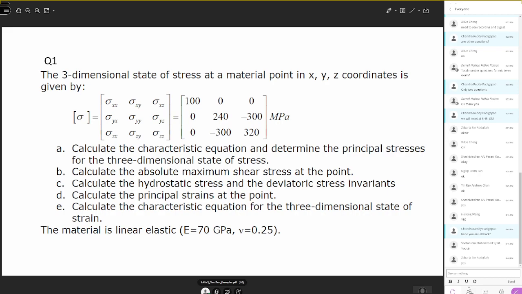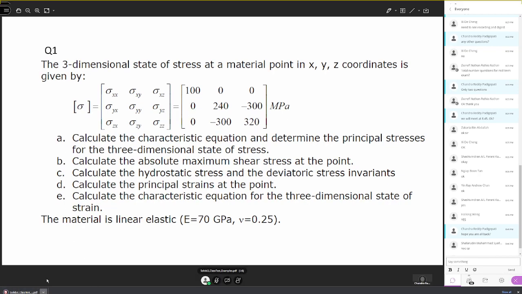So for the class test on Sunday, you will be doing it online and there will be two questions. Now, the first question may be something like this. So you may start working on this. The three-dimensional state of stress is shown and you're asked to do a lot of calculations here. The first part is to calculate the characteristic equation and determine the principal stresses. And the second part, calculate the absolute maximum shear stress, then the hydrostatic stress and the deviatoric stress invariants, and calculate the principal stresses. So a lot of questions are given.